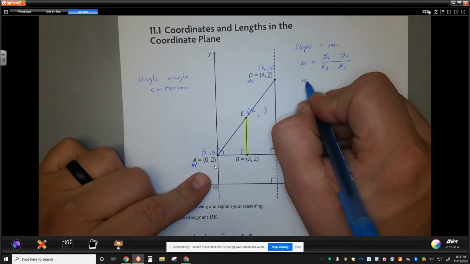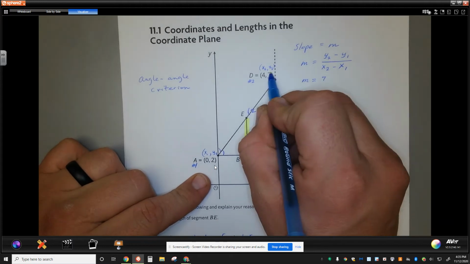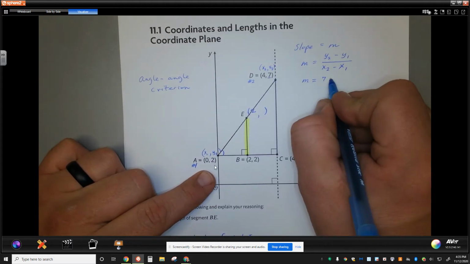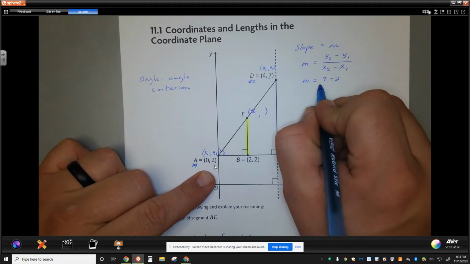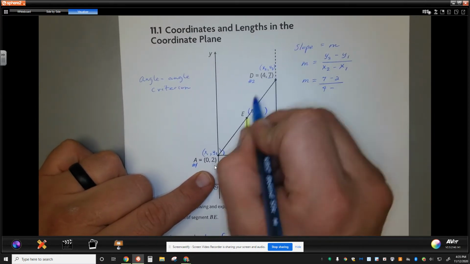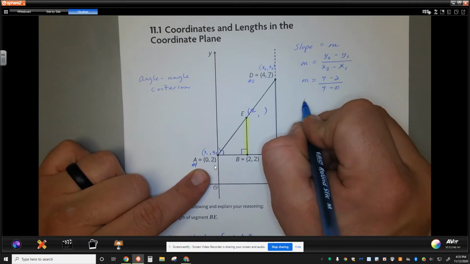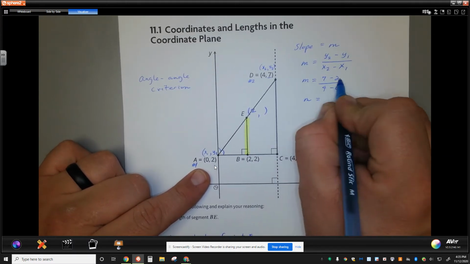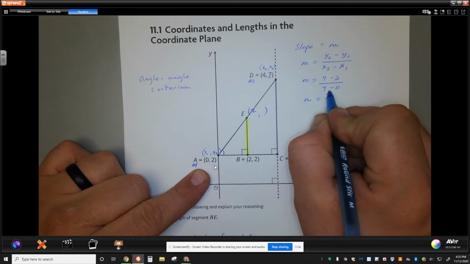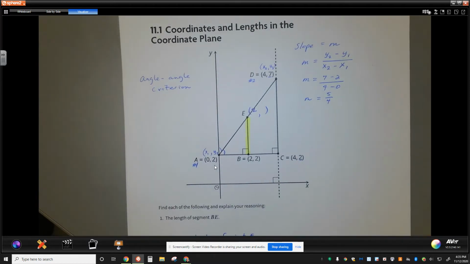In this case, my slope would be y sub 2, which is 7, minus y sub 1, which is 2, over x sub 2 of 4 minus x sub 1 of 0. And this will give me my slope that equals 7 minus 2 is 5, and 4 minus 0 is 4. So I know the slope of my line here is 5/4. We will be using that quite a bit more in this lesson as well as down the road.